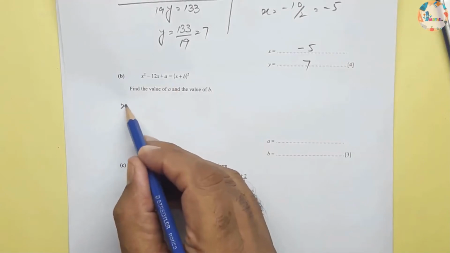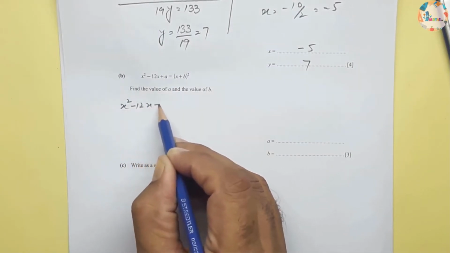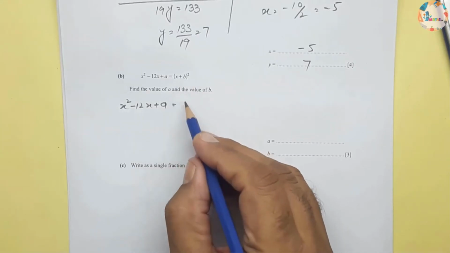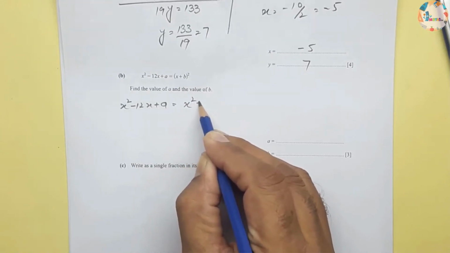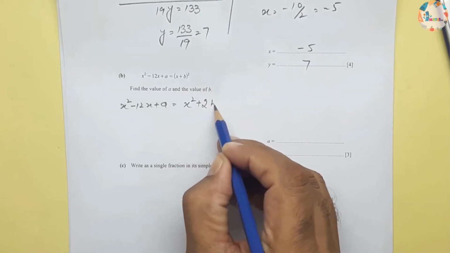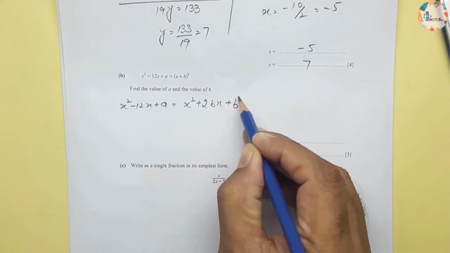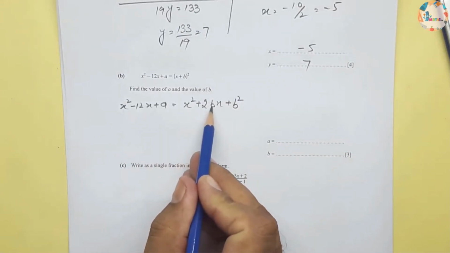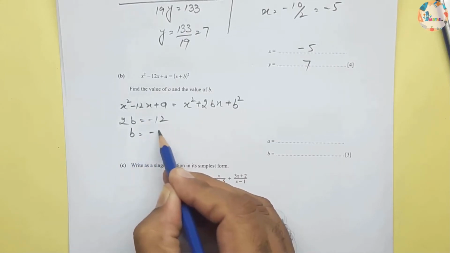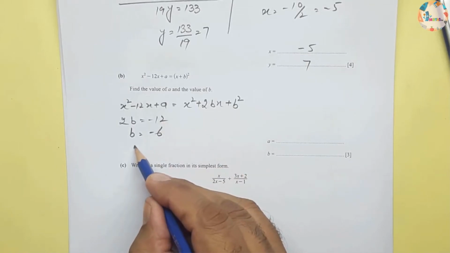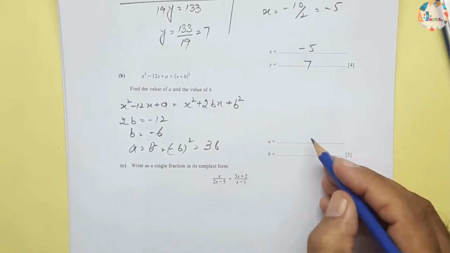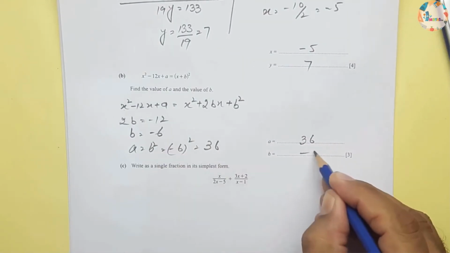So what we can do, we can write this side as it is: x squared minus 12x plus A will be equal to, we can open this one, this will be x plus b whole squared, otherwise x squared plus 2bx plus b squared, like this one. And if we compare the coefficients, 2b is equal to minus 12. So b is equal to minus 6 and a is equal to b squared, which is equal to minus 6 squared, which is equal to 36. So we got A is equal to 36 and B is equal to minus 6.